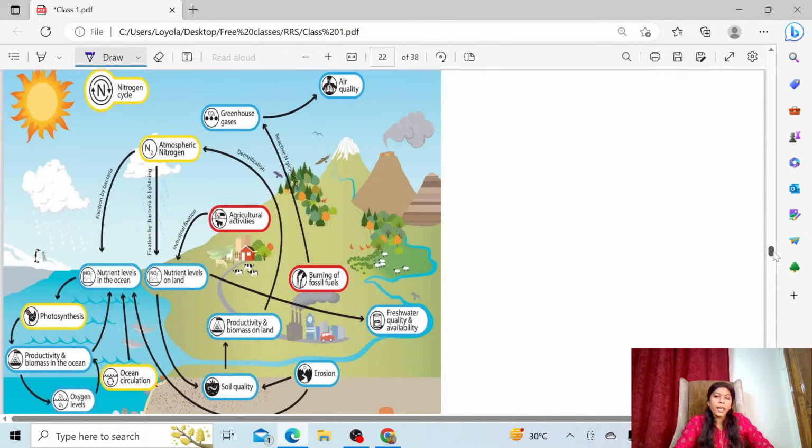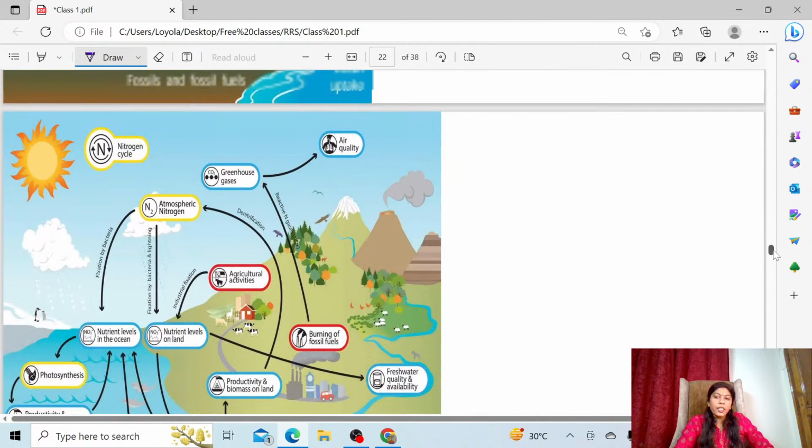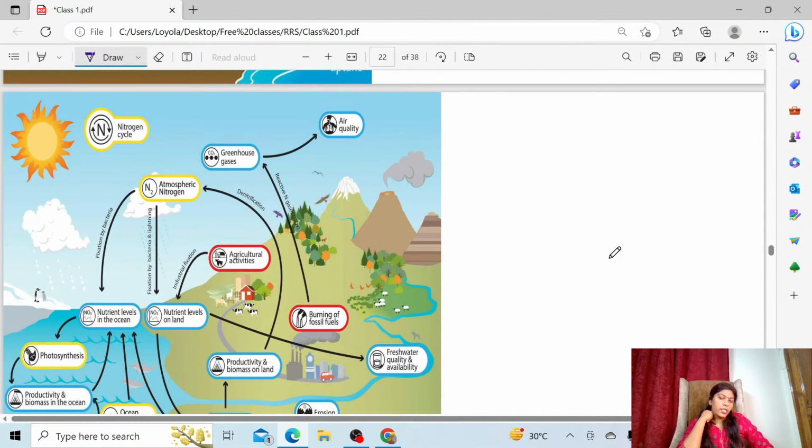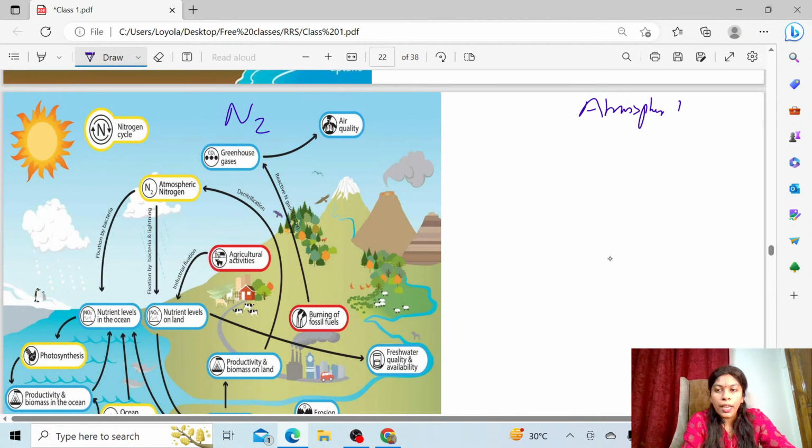Then comes the next one, nitrogen cycle. As you can see here, nitrogen cannot be taken up by plants directly. I already explained this to you. This itself was asked as a question one time in UPSC. Atmospheric nitrogen cannot be taken directly by plants. We call it N. See this diagram I am drawing for you. Let us put atmospheric nitrogen, N2.